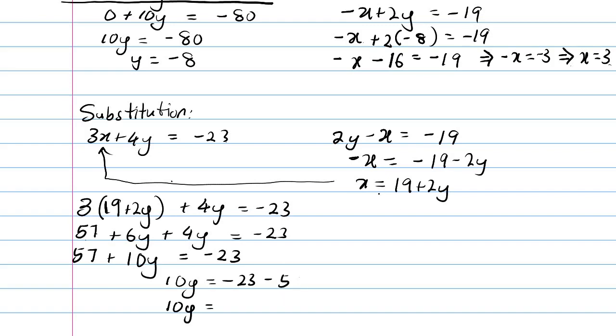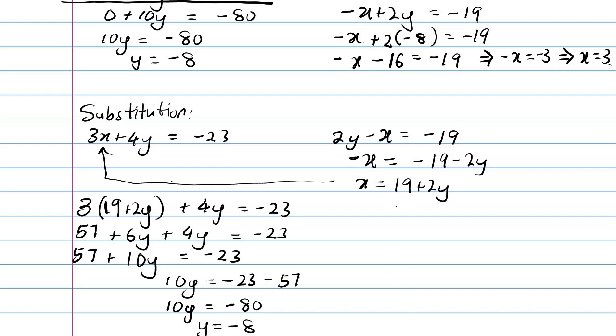Sorry, just going back. So I just rewrote this. I wrote this with an error. This should have been 19, not 9. And so when you multiply, you get 57, and you subtract 57 from both sides. So you end up having negative 80. And what you do next is just divide both sides by 10. So you end up having y equals negative 8, the same answer we got earlier.